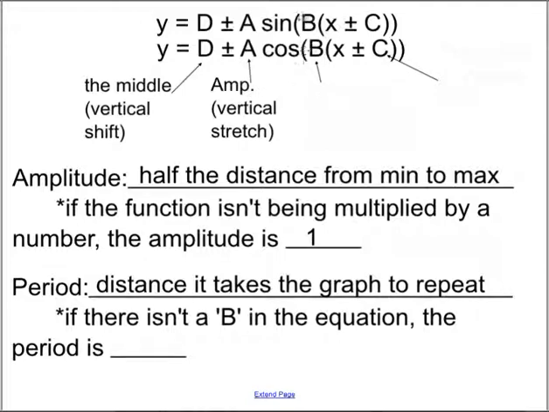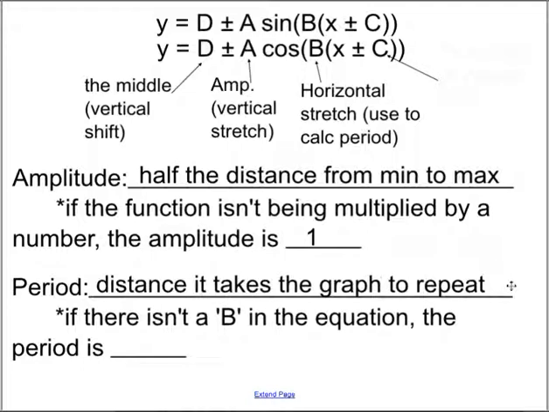This b that is in front of the x, this is the horizontal stretch, and we will use this number to calculate what the period of the graph is going to be. So down here, the period is the distance it takes the graph to repeat. So the two examples that I had before, it was from 0 to 2 pi, and then my graph would have kept repeating itself, so the period of cosine and sine is 2 pi. If there isn't a b in front of your x, then that period is going to be 2 pi. So it doesn't change. That's going to be the standard, it's going to be 2 pi unless there's a number in front of x.